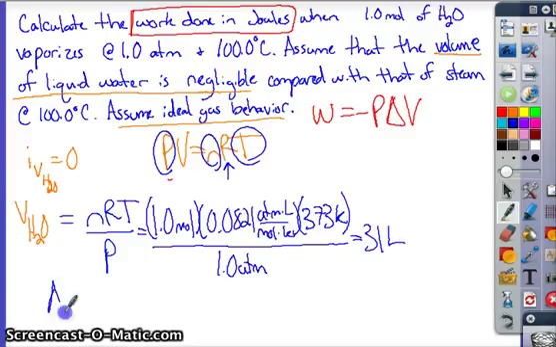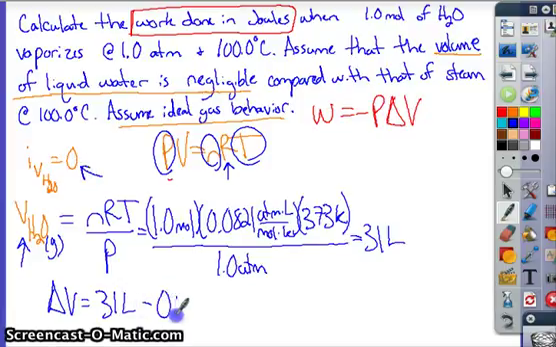The change in volume would be equivalent to the final volume, which is what we calculated. Now it's in the gaseous state, 31 liters, minus the initial volume, which was that of the liquid state, 0 liters, equals a change in volume equivalent to 31 liters.